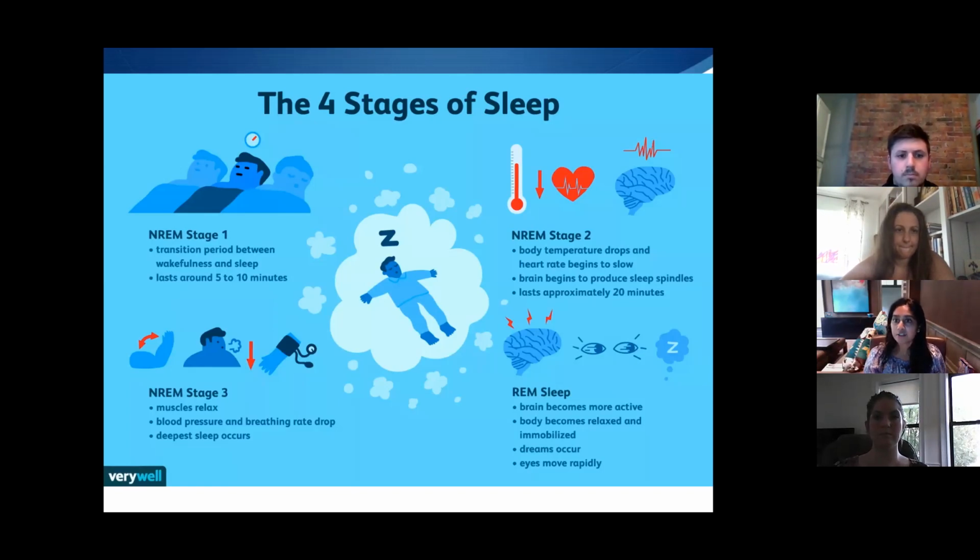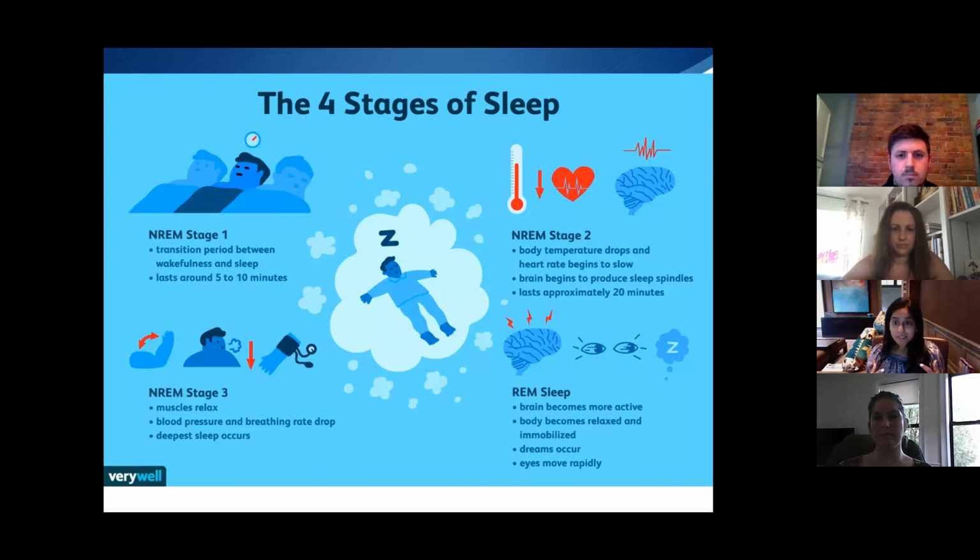And that stage lasts about 20 minutes. Now, your third stage is when all of your muscles relax, your blood pressure will start to drop, your breathing rate will drop even further, and that is when some of your deepest sleep occurs.